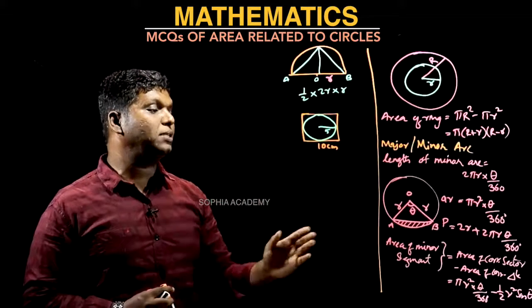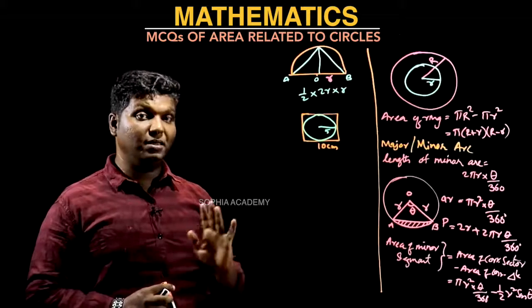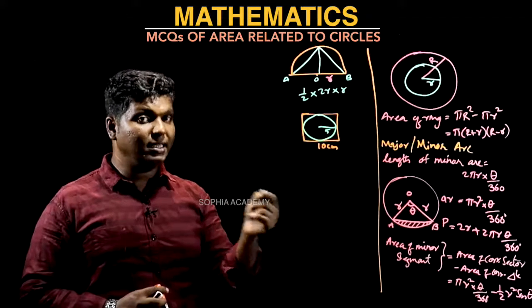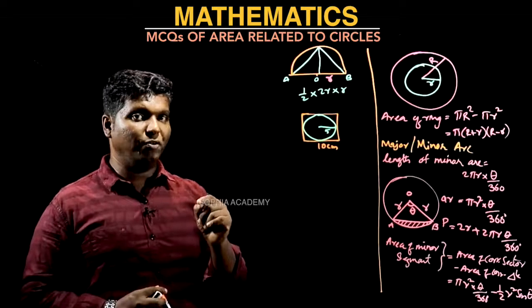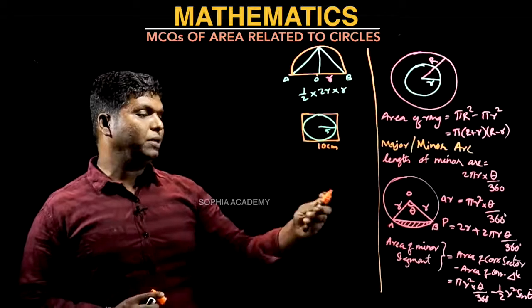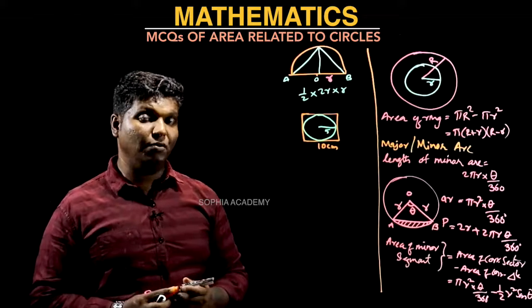Perimeter is equal to 2r plus 2 pi r into theta by 360. What is theta? It is 60 degree. What is r? It is 10.5. So the radius is given. So let us come one by one. So the perimeter P, you have to find P itself, right?